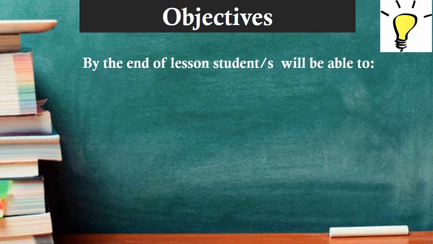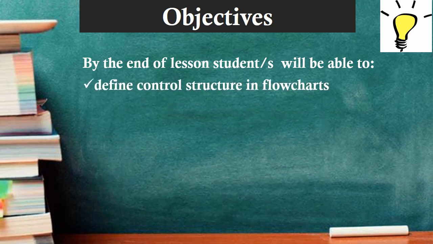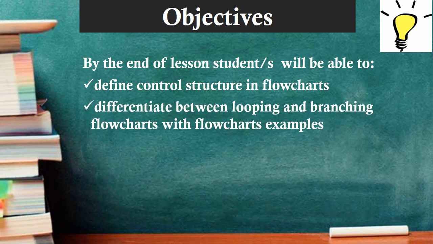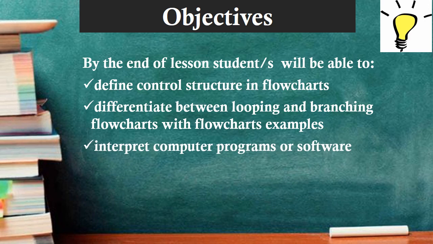Here are the objectives for today's lesson. By the end of the lesson, students will be able to define control structures in flowcharts, types of control structures, and symbols used in different structures with flowchart examples. Number 2, differentiate between looping and branching flowcharts with flowchart examples, how they are different and their uses.